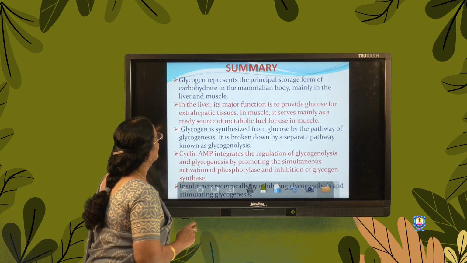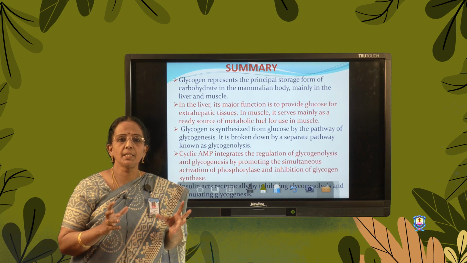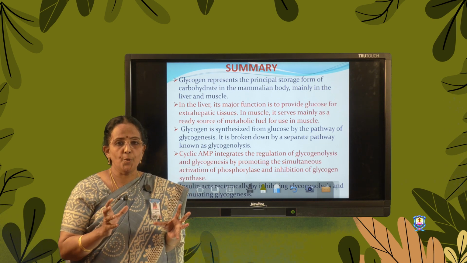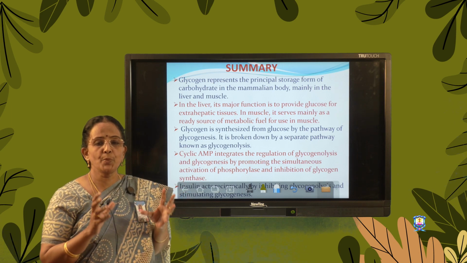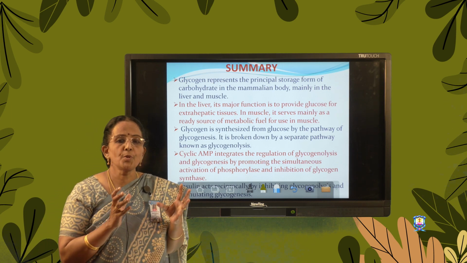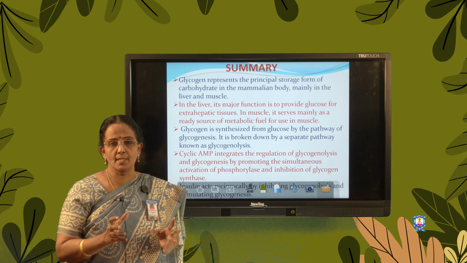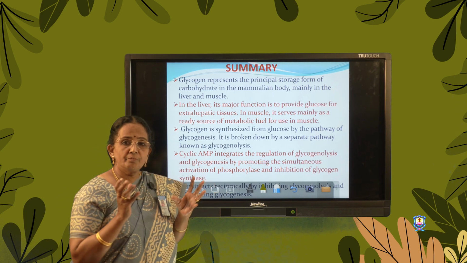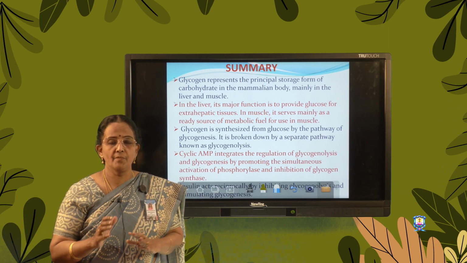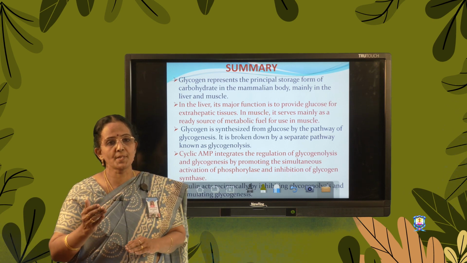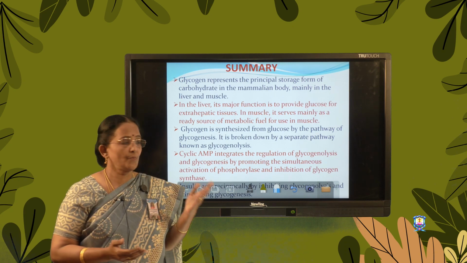So to summarize what we have discussed, first thing, glycogen is nothing but the storage form of carbohydrate in the mammalian liver and muscle cells. These are the most important tissues where glycogen is stored, and it is stored about 6% in the liver cells and about 0.7% in the muscle cells. And the main function of glycogen in the liver cells is to maintain the blood glucose level. Whenever glucose level comes down or goes up, either glycogen will be broken down or glycogen will be synthesized.